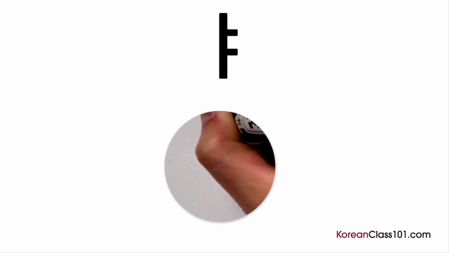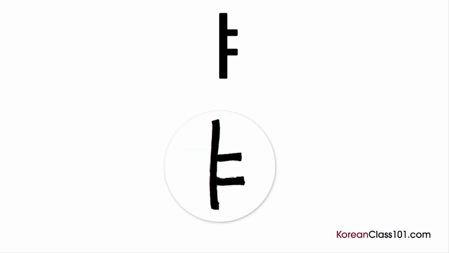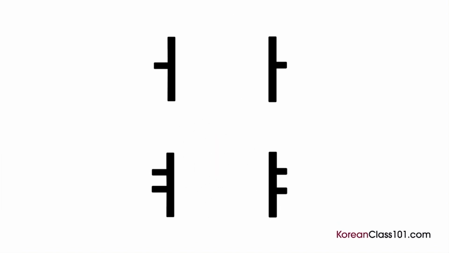So if this is a, what would this character be? Can you guess? The answer is ya. 야. The second short stroke will add a Y sound. Take a look at these 4 similar characters together. 어, 아, 여, 야. Can you remember these characters?